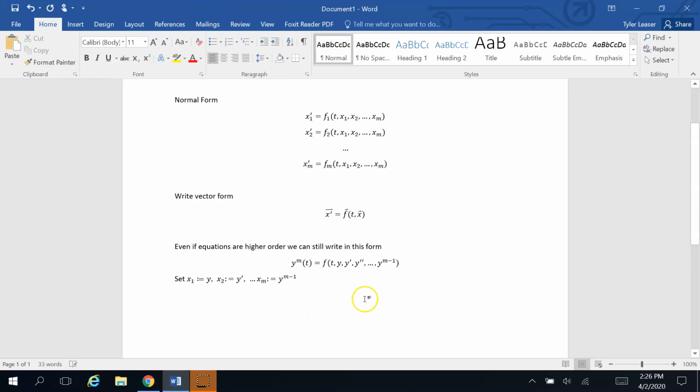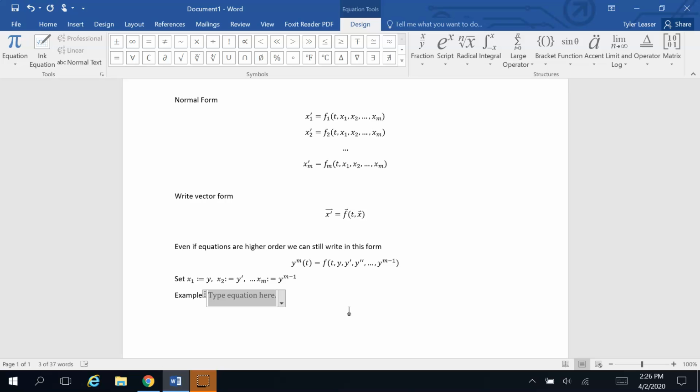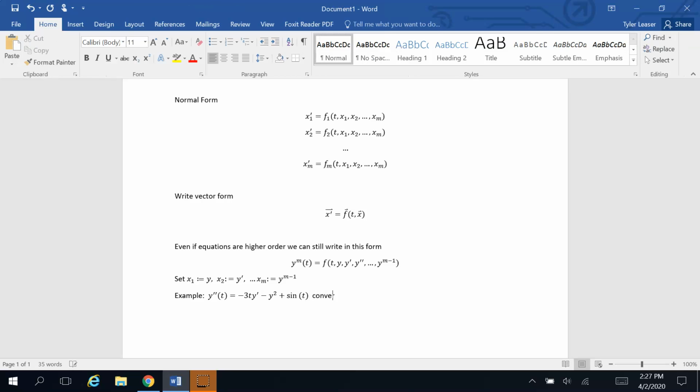Okay. So in doing that, what this does is that it takes this just one equation of the mth order, and it splits it up into m different equations. So let's look at a quick example of this. Let's say that you're given this differential equation. So the second derivative of y is equal to negative 3t y prime minus y squared plus sine of t. So what we want to do is we want to convert into a system of equations.